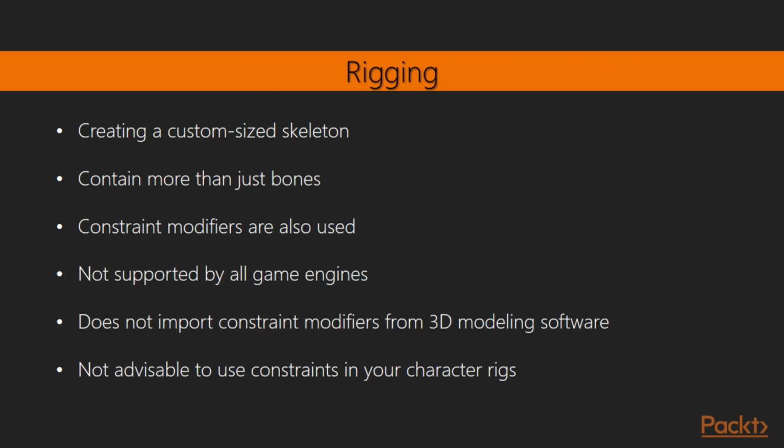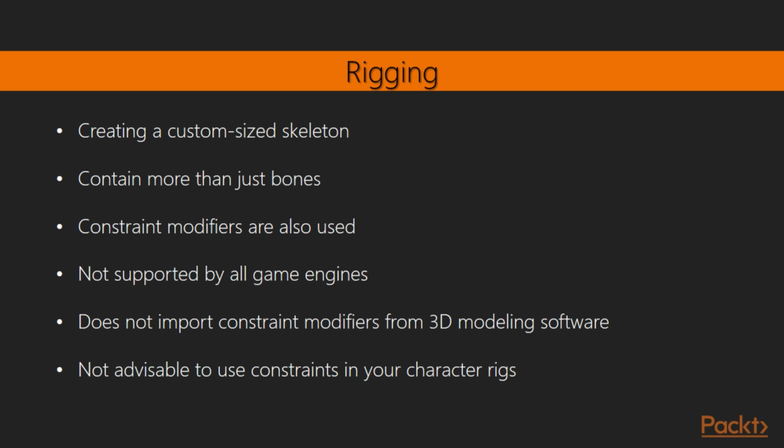Rigging is the process of creating a custom-sized skeleton, which we refer to as an armature, which will later be bound to the character model through a process named skinning to make its body parts movable. In AAA quality games, character rigs often contain more than just bones. For example, controllers are parented to groups of bones in order to animate them more easily without directly touching the bones, but at the cost of spending more time in setting up the controllers.